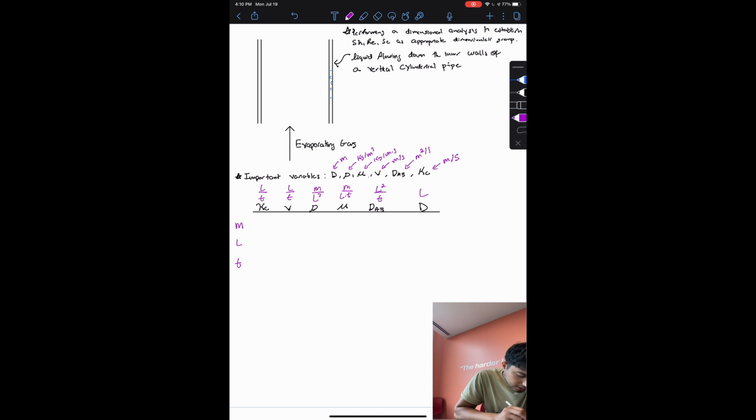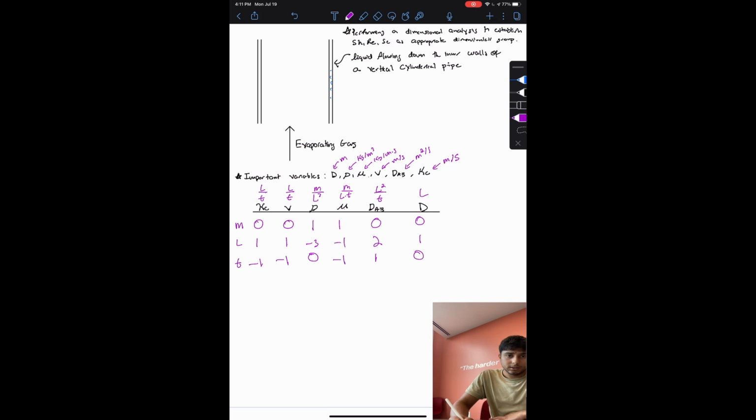So now let's put it in. For this one we have 0, 1, -1. This one, length, there's 1, same thing, -1. This one has 1, -3, 0. This has 1, -1, -1. This is L. This has 2, 1, 0. This just has 1, 0, 0.